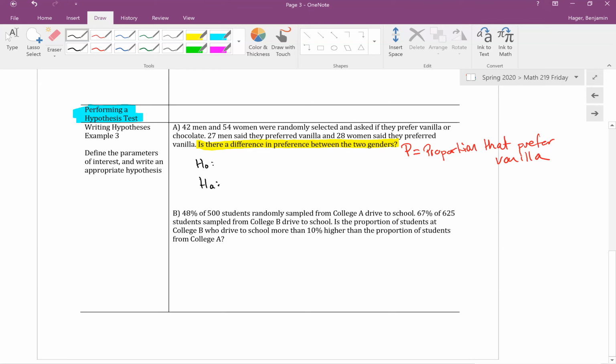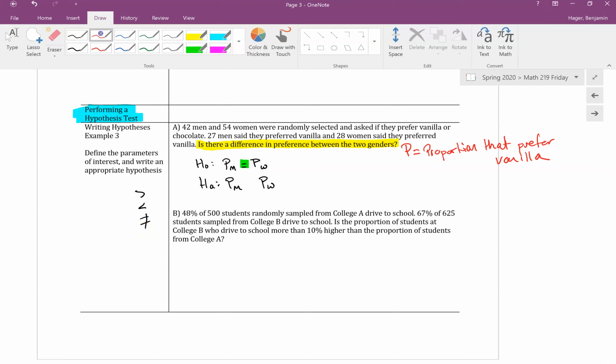The null hypothesis, again, is generally the status quo, the baseline. It always uses equals, right? So the null hypothesis would be that the proportion of men that prefer vanilla over chocolate is the same as the proportion of women that prefer vanilla over chocolate. Okay. Again, doesn't the null hypothesis always use an equal sign? And the alternative always uses the same parameter notation, but then it's got to make a choice between those three symbols.